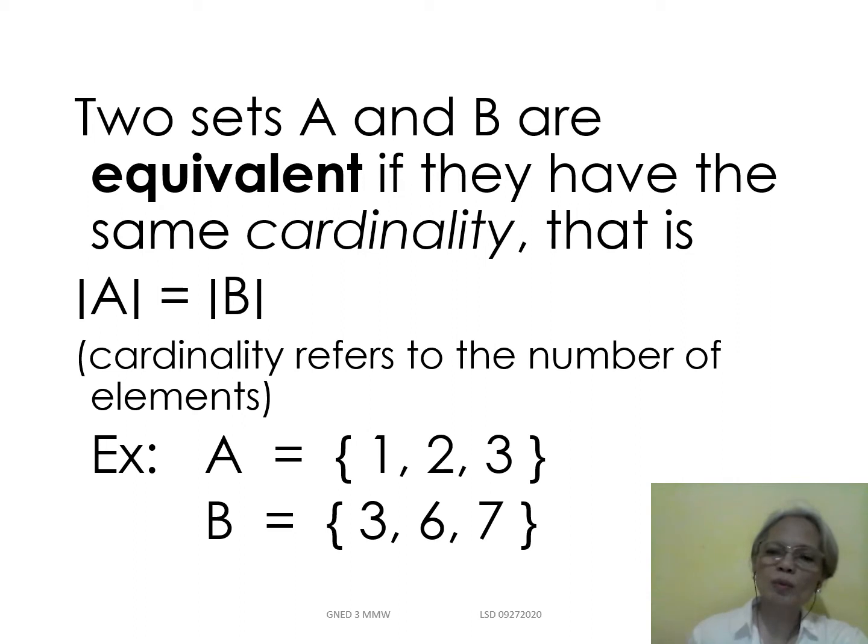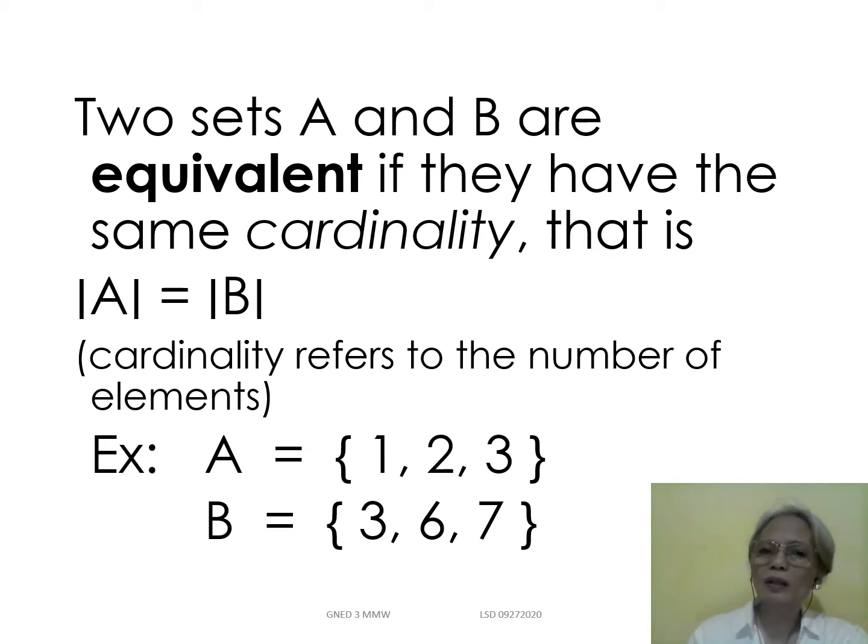Now, since we mentioned earlier that equal sets have identical elements, it is sufficient to say that equal sets are equivalent sets. Since the elements are identical, the sets must have the same cardinality. The two sets which are equal have the same number of elements. And therefore, equal sets are also equivalent sets. But we cannot say the converse.